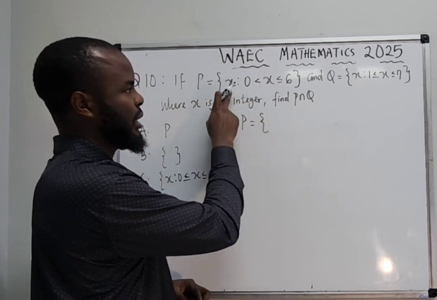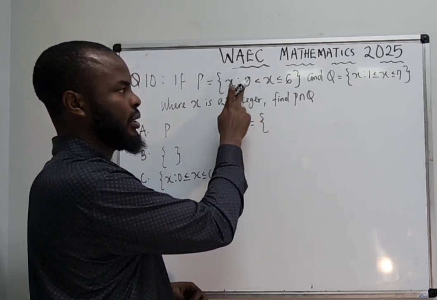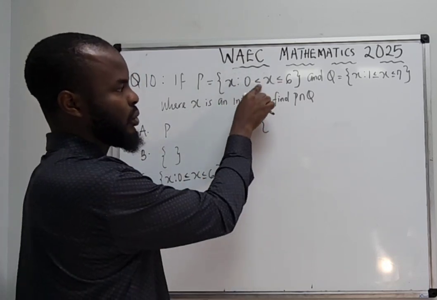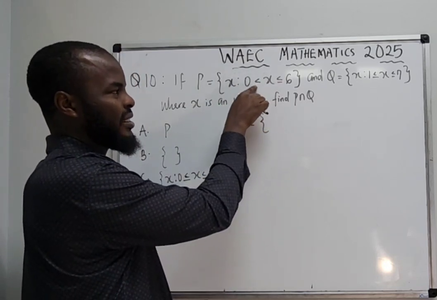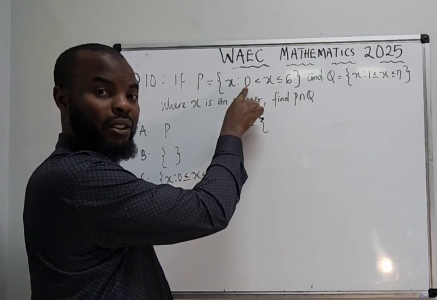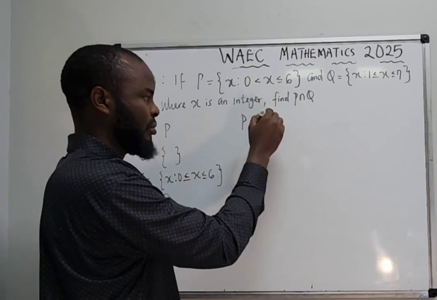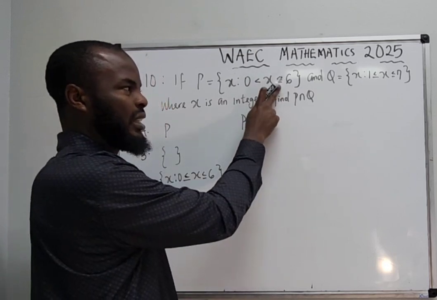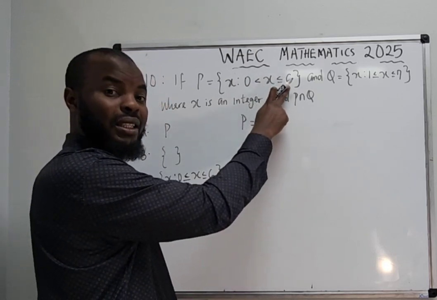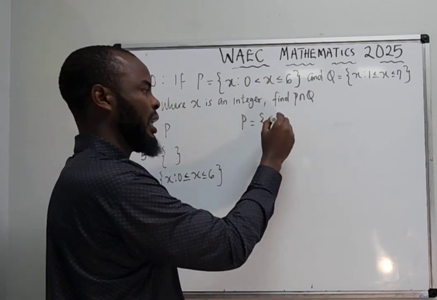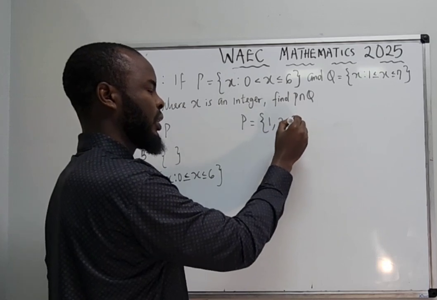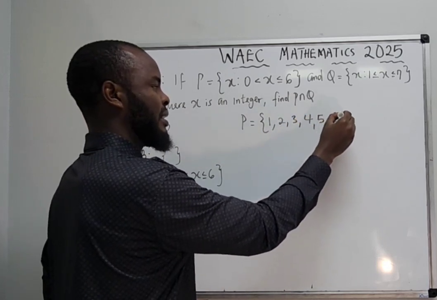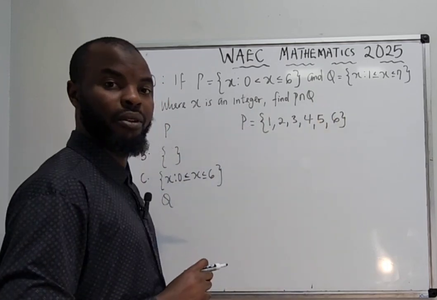Now, we have P, which is X, such that X is greater than 0 and less than or equal to 6. If you look at this inequality, you can see that X is greater than 0. That is, the value of X starts from a value greater than 0, which is 1, 2, less or equals to 6. That means 6 is inclusive. So we have 2, 3, 4, 5, and 6. These are the elements of P.